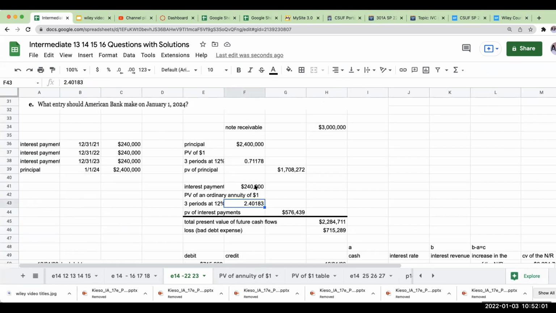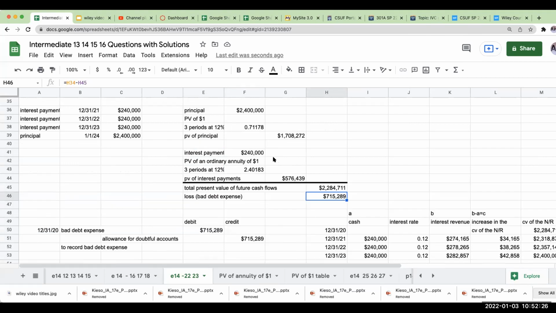So now that we have the correct present value, I'm taking the principal. I've got a present value back to today's dollars, so I'm going to use the present value of $1. The interest payment is like an annuity, so I'm going to use the present value of the ordinary annuity. And so the value of this is going to be a total of $2,284,711. And then we've got a loss or bad debt expense for $715,289.